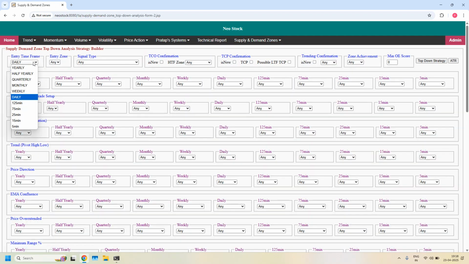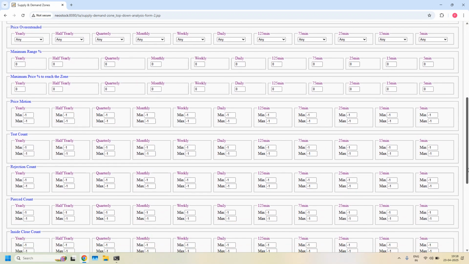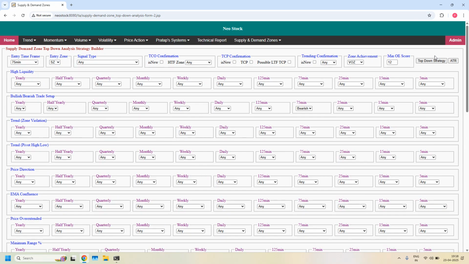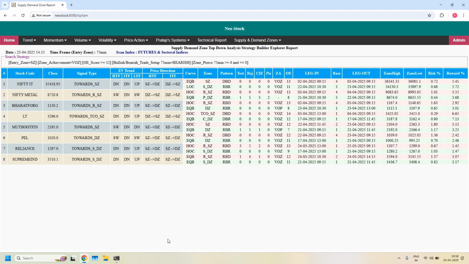Next, bearish trade setup for weekly, entry time frame 75 minutes, entry zone, supply zone. Bullish or bearish at 75, bearish, zone achievement VOZ, minimum order enhancer score 12, 75 minutes supply zone should not be pierced. So with these filters, we got 8 stocks. They are supporting bearish trade setup for weekly income trade.